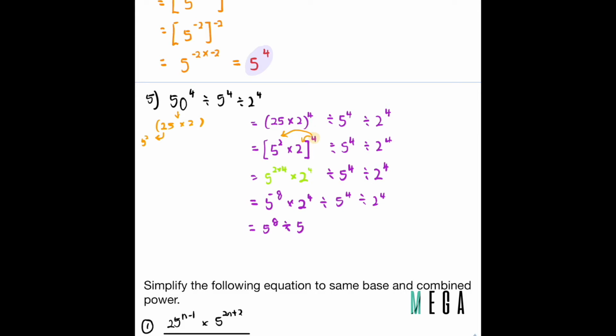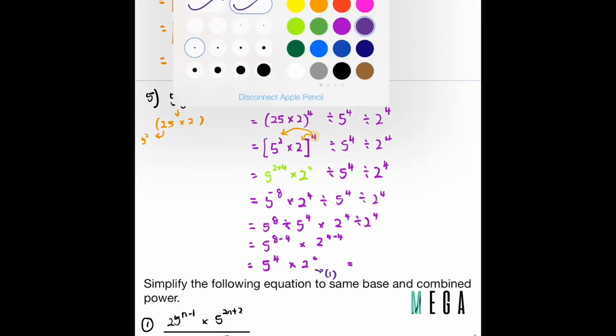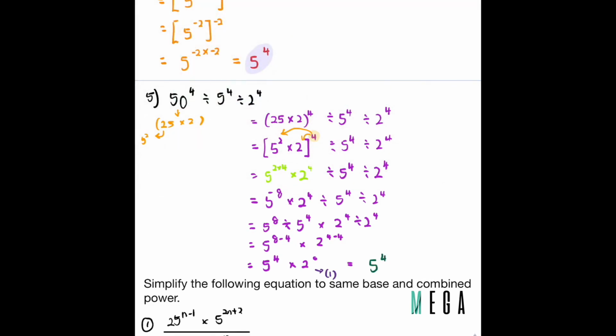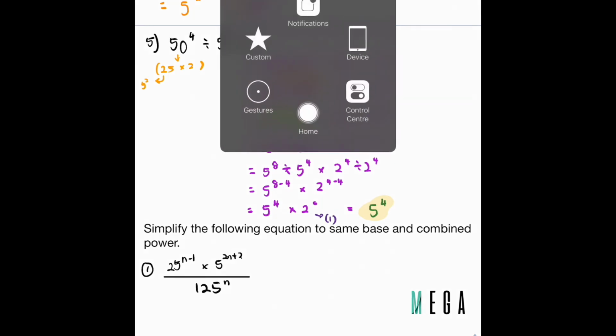5^8 divided by 5^4 multiply by 2^4 divide by 2^4. And this I will get 5^(8 minus 4) and multiply by 2^(4 minus 4). And here I will get 5 to the power of 4 multiplied by 2 to the power of 0. 2 to the power of 0 is basically equivalent to 1. So my final answer will be 5 to the power of 4. There you go. This is it for this type of question, solving simple indices together.